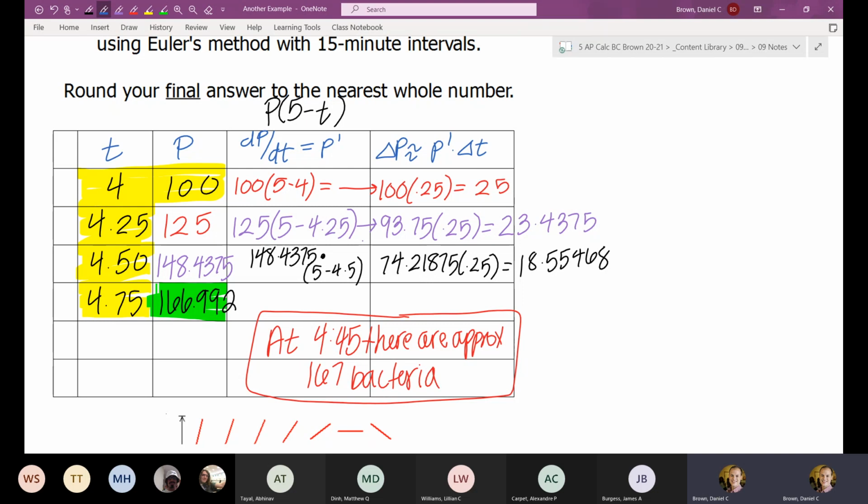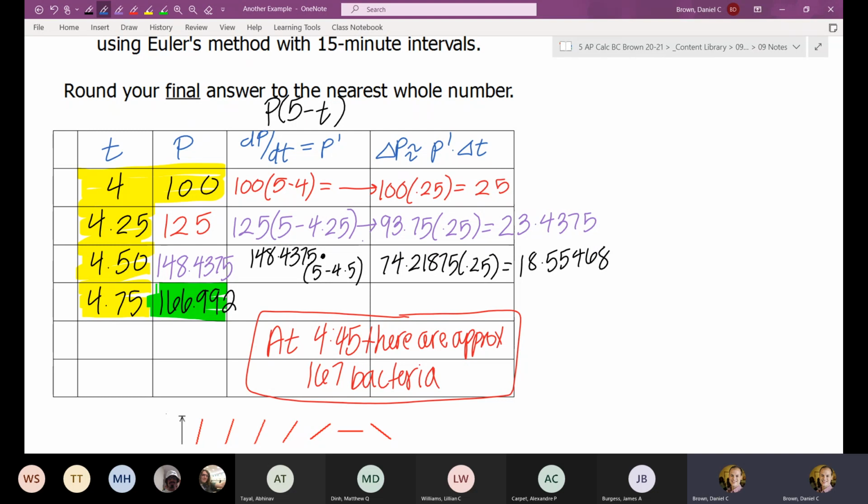So there's my work with my answer. Once you get in the rhythm, it just goes straight down. So we are starting at (4, 100), and we know that to find delta y, which in this case is delta P, is going to be the derivative times your step size. So I plugged p and t into the derivative and multiplied by 0.25. The delta P is going to be 25. Add that to the y coordinate we started with, so my new y coordinate is 125. The new t value is 4.25 from the step size.